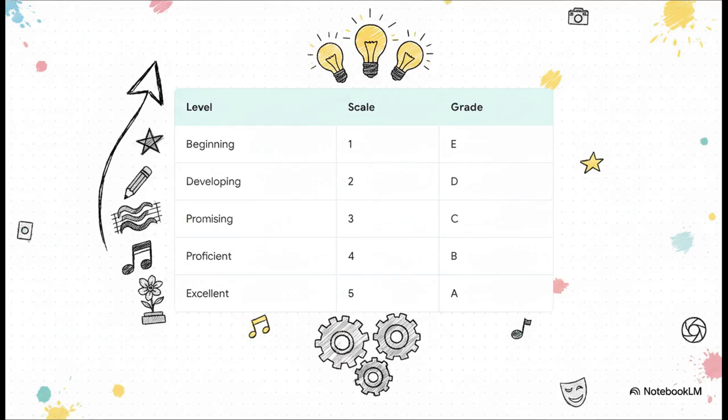It starts down at beginning, which gives a numerical score of 1 and a grade of E. Then we move up to developing at a 2 or D, promising at a 3 or C, proficient at a 4 or B, all the way up to excellent, scoring a 5 or an A grade. This structure makes sure that creativity isn't just a vague concept. It actually has defined stepping stones of mastery that everybody can easily understand and track.